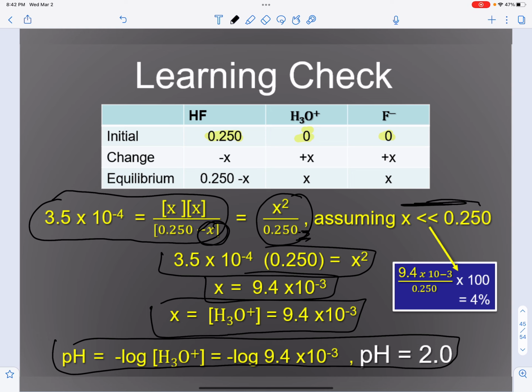So was this assumption valid, the fact that we just deleted the minus X? Well, let's see. X came out to be 9.4 × 10 to the minus 3. So that would be 9.4 × 10 to the minus 3 divided by the original concentration, and we came up with 4%. 4% is less than 5%. So yes, that was a valid assumption. Anything bigger than 5% tells you that it wasn't a valid assumption.